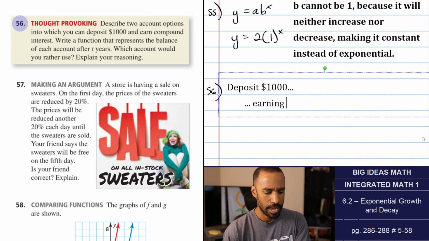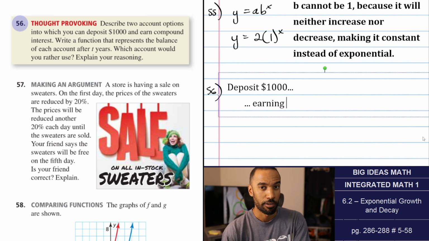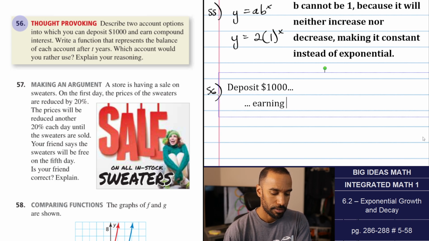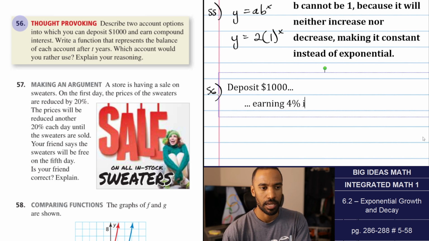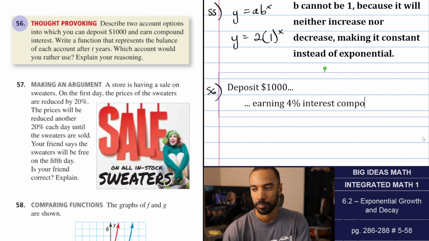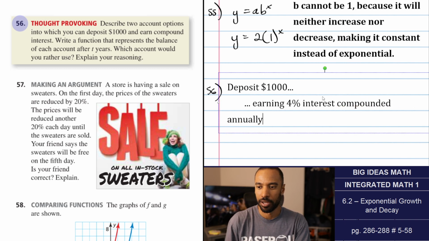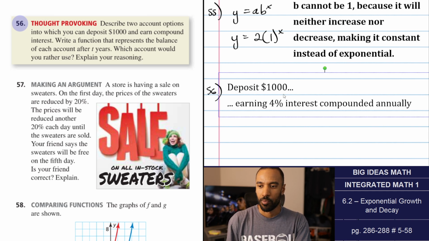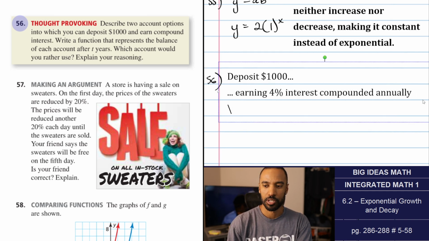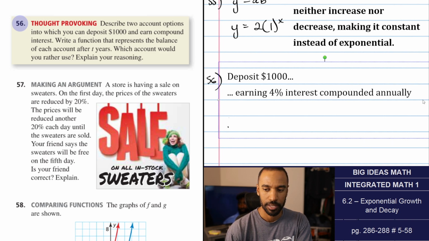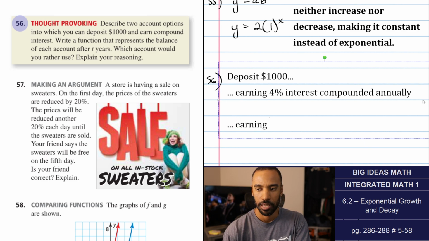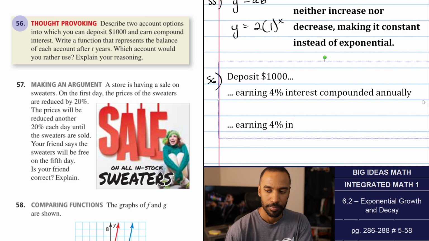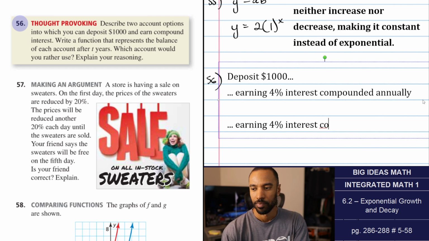Earning, let's say 5% interest. Let's see, I want to make clean numbers. What can divide by 4? 4 and 8. Earning 4% interest compounded annually. I guess this one I'm not dividing by 4, huh? So there's going to be one here, and then we'll do earning 8% interest compounded quarterly. Actually, let's do 4% for both of them, so you can see what the change is on this.